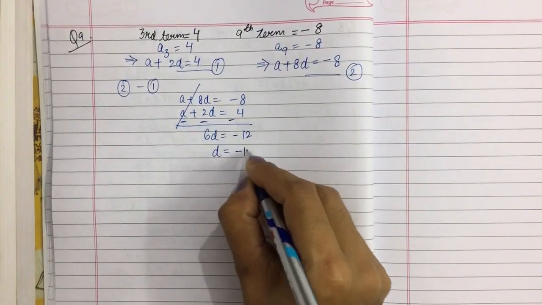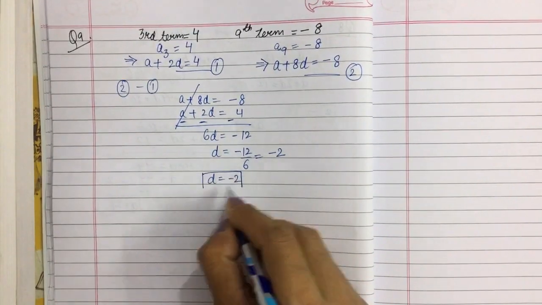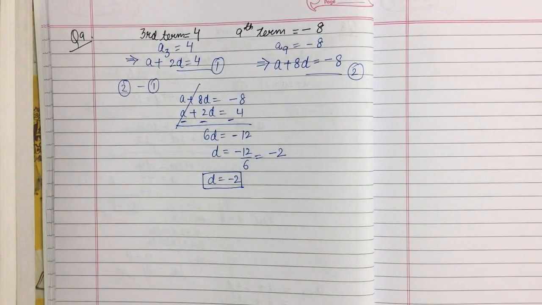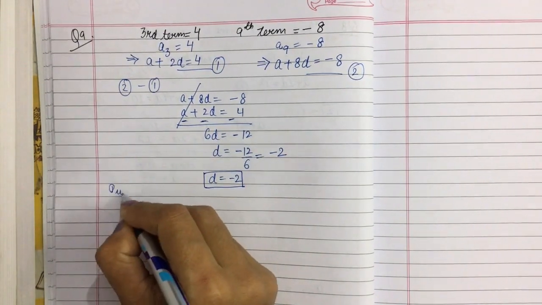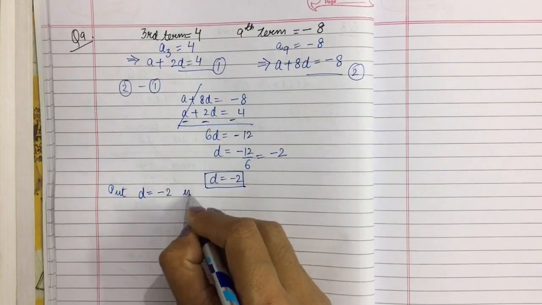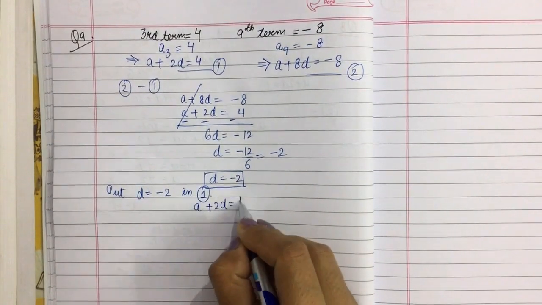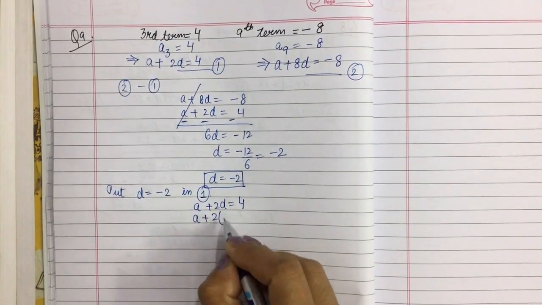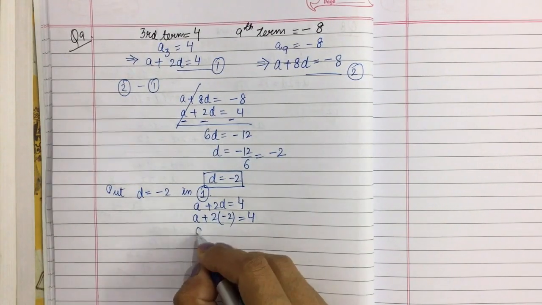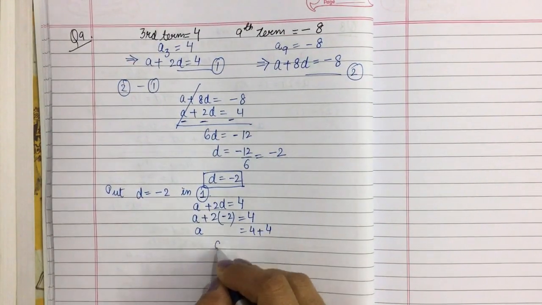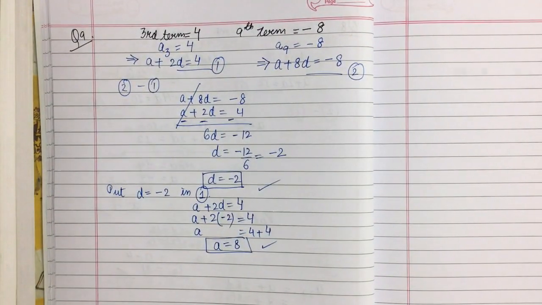From here d comes out to be minus 2. Substitute this value in equation 1 or equation 2 and then find out a. Put d equals to minus 2 in equation number 1. Equation number 1 is a plus 2d equals to 4. So this will be a plus 2 multiplied with minus 2 equals to 4. From here the value of a is 8. So now I have first term and the common difference.